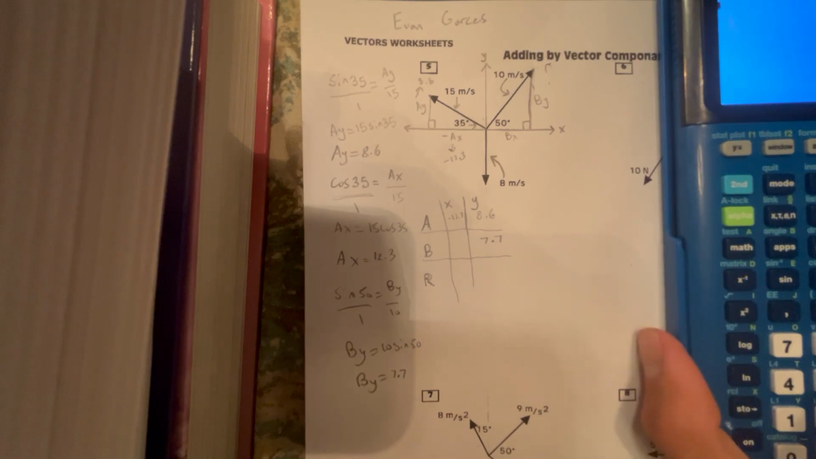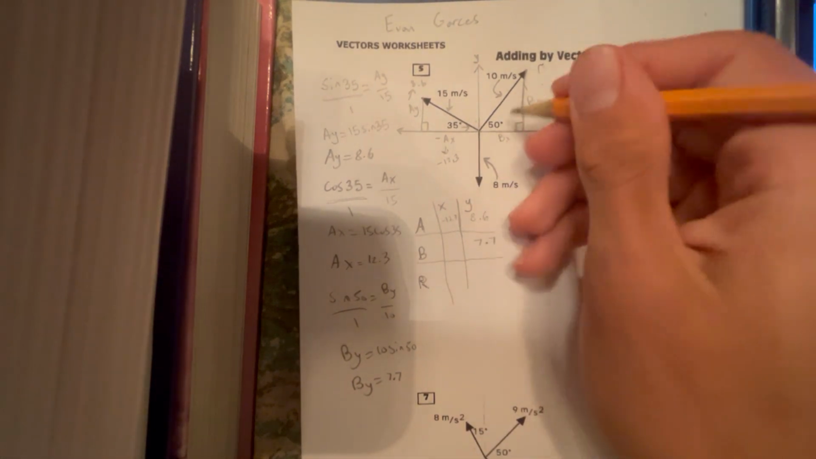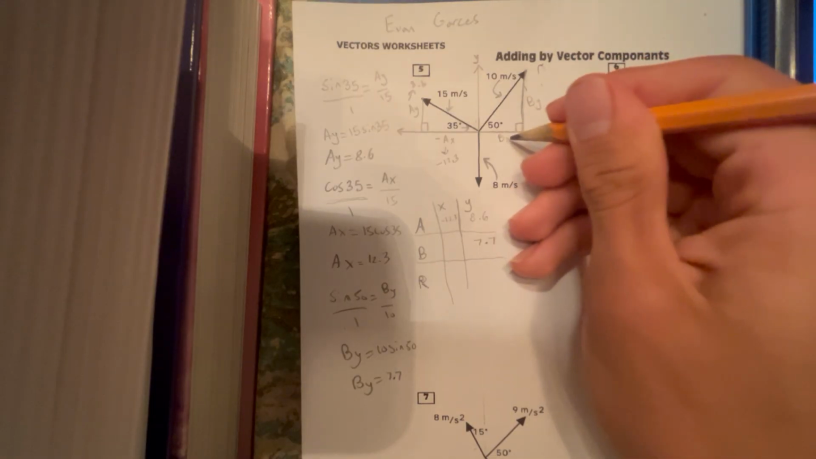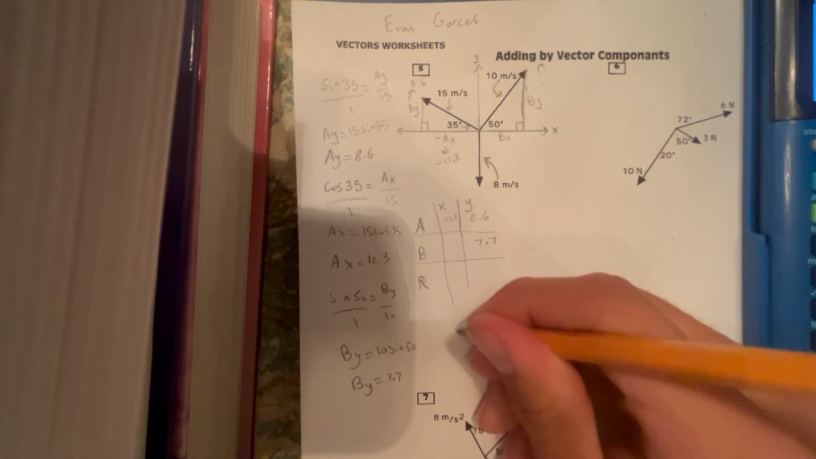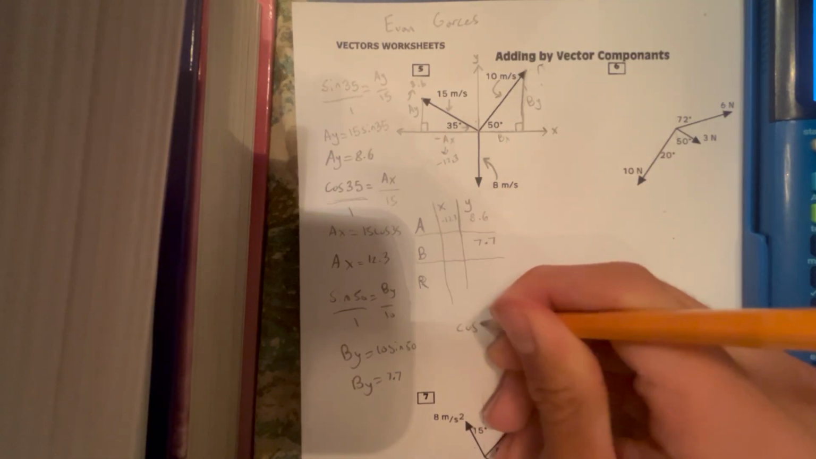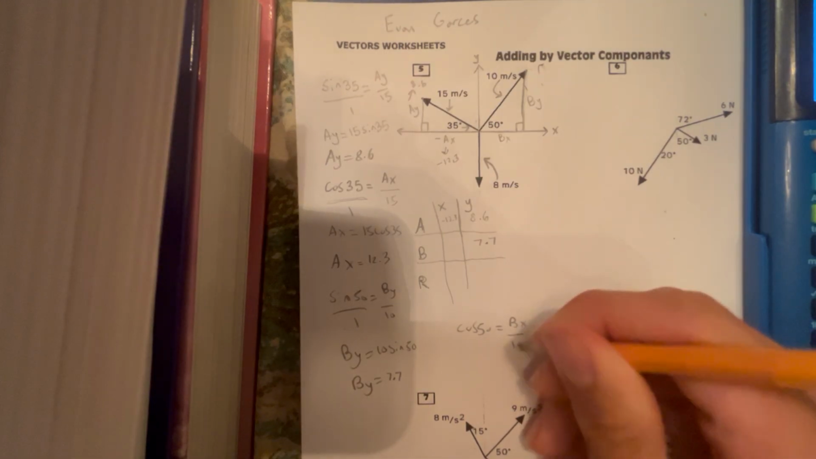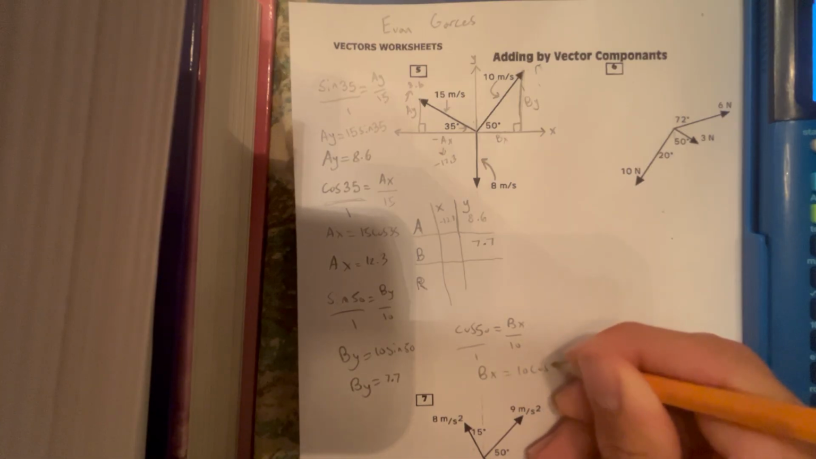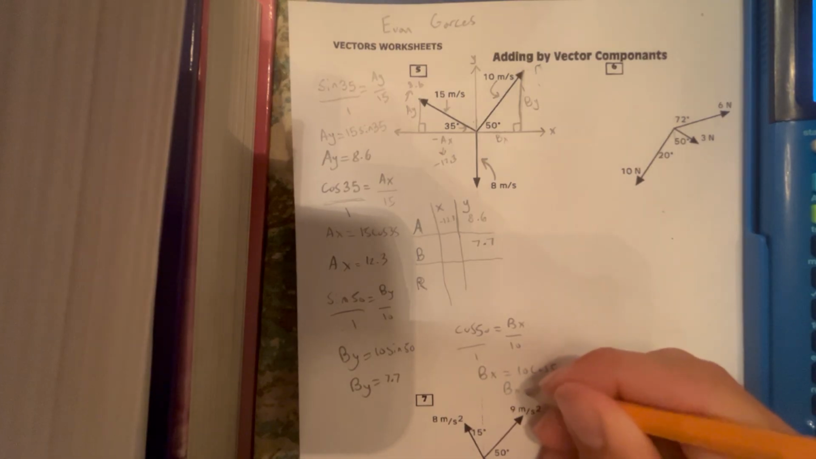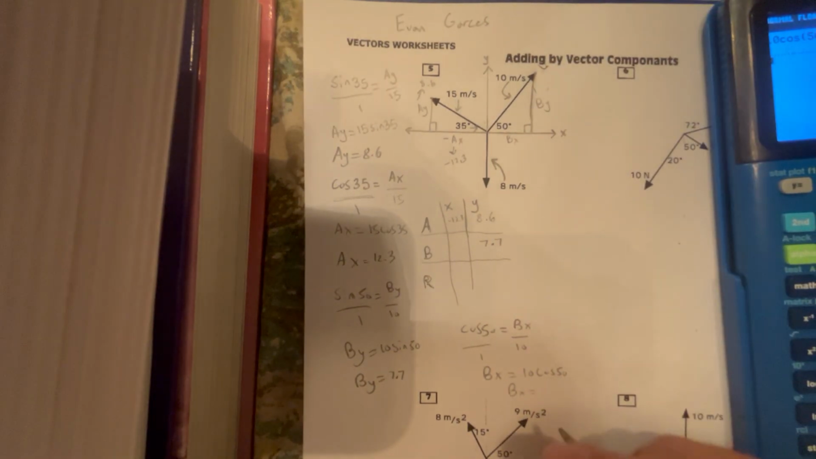Okay. Now we're going to do the same thing for B of X. Because it's adjacent to 50, and this is the hypotenuse, it's going to be a cos. So cos of 50 is equal to B of X divided by 10. B of X is equal to 10 cos 50, and then B of X is equal to 6.4.